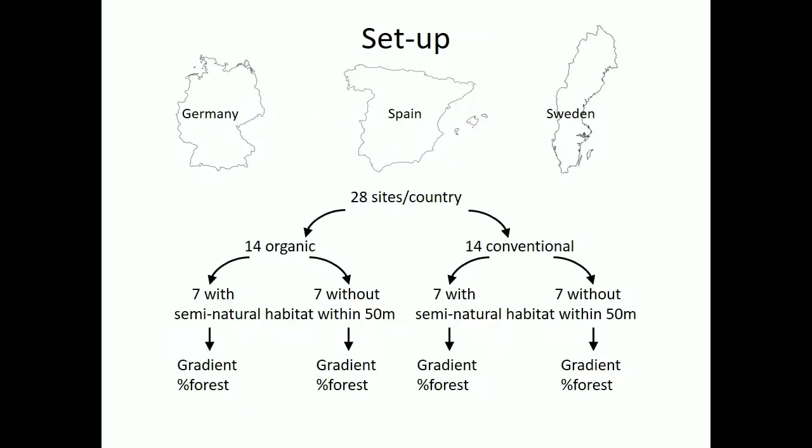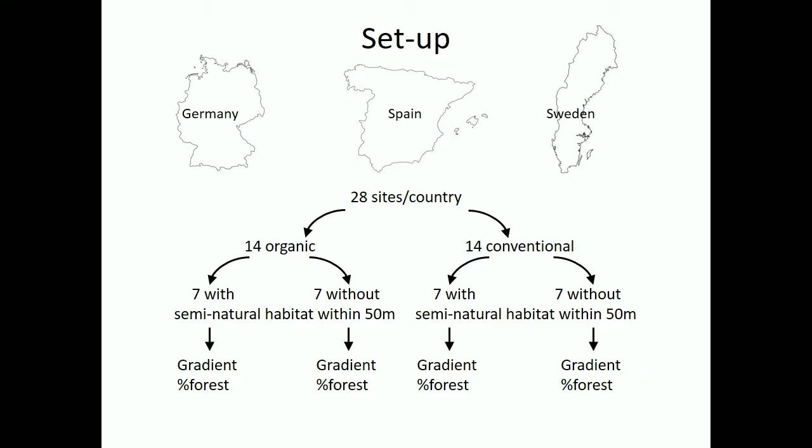So going on to the setup, this is a European project involving 3 labs in Germany, Spain, and Sweden. We did the sampling in the south of Germany near Constance, towards Barcelona in Spain, and in the south of Sweden. Each country had a target of 28 sites, 14 of which should be organic and 14 conventional. Within each of these, half should have a semi-natural habitat within 50 meters of the edge of a plantation, and 7 should not have any such habitats.